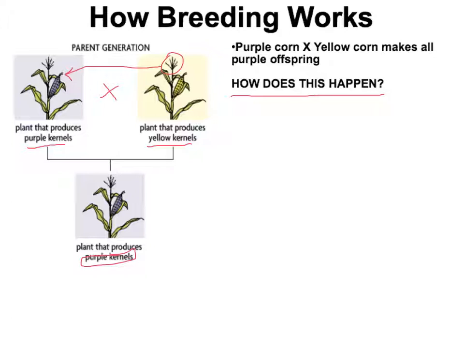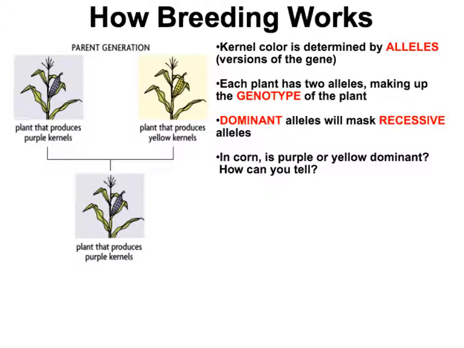So how does this happen? How do you get only all purple? Where did the yellow go? To look at that, we've got to kind of sort some things out, especially some terms. So let's do that. The first term I want to talk about is this term called alleles. And alleles is a fancy word that just means different versions of a gene. In this case, our gene is for the trait of kernel color. And our different alleles would represent the purple allele and the yellow allele.